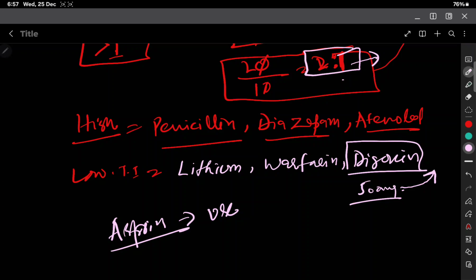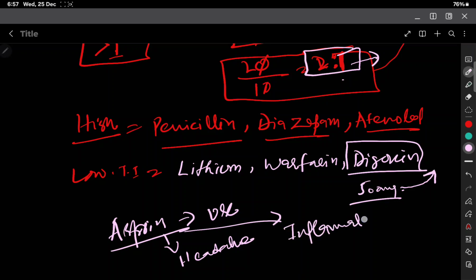Okay. So for aspirin, if you use aspirin for headache, then the therapeutic index will be different than if you use it for inflammation, because it is used for both. For headache, the therapeutic index will be different; for inflammation, the therapeutic index of this drug will be different. So the same drug can have different therapeutic indexes. That is one more thing you have to remember.